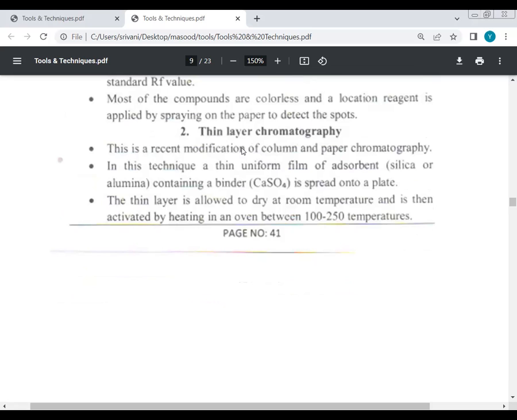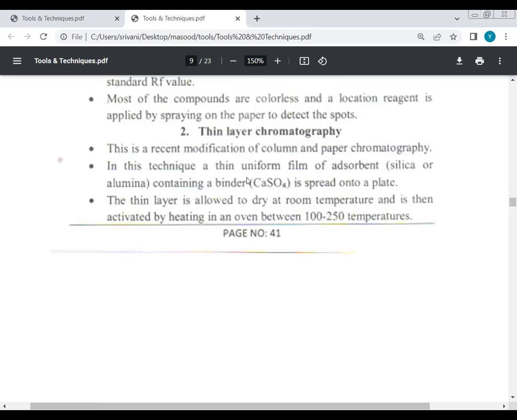Okay, next, the second one is thin layer chromatography. This is the recent modification of column and paper chromatography. This is the modified chromatography technique. It is a new technique. Up to now we have learned about column chromatography and paper chromatography. This is the modified chromatography.